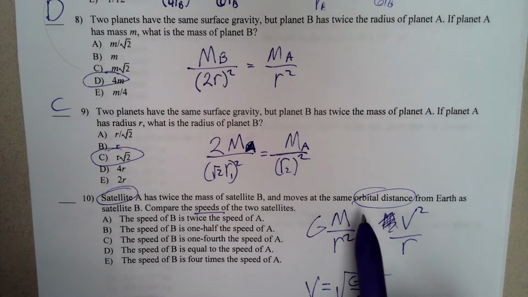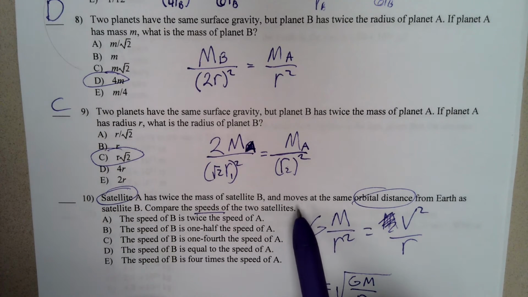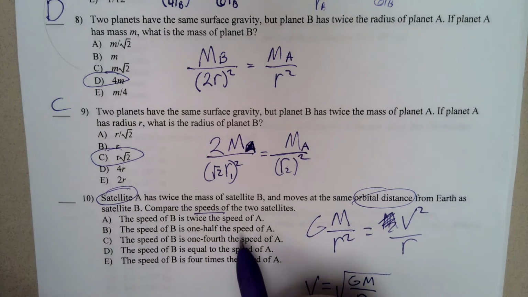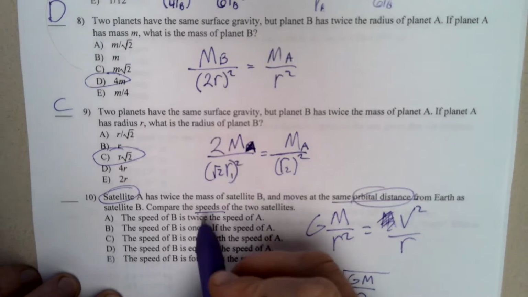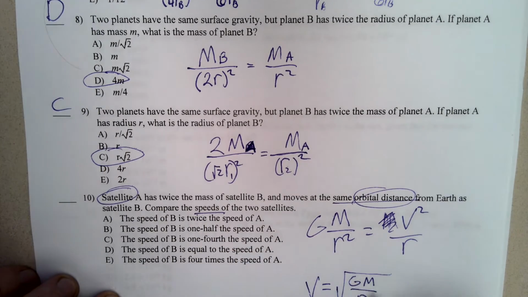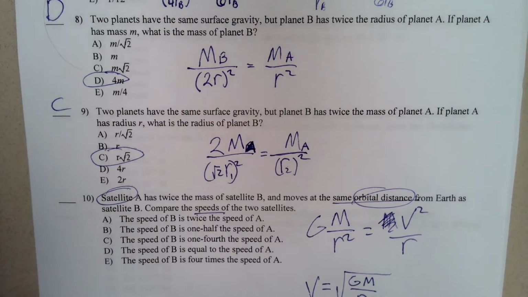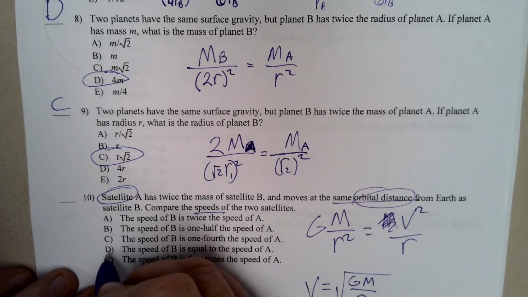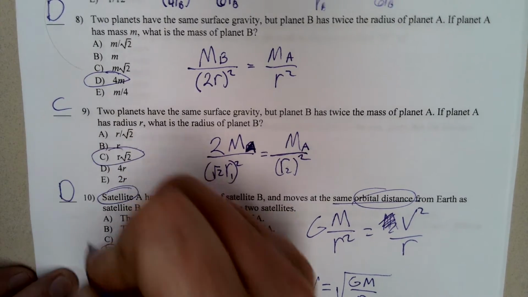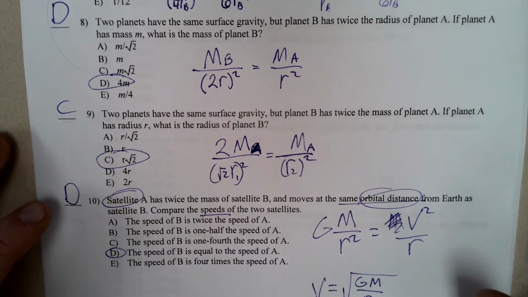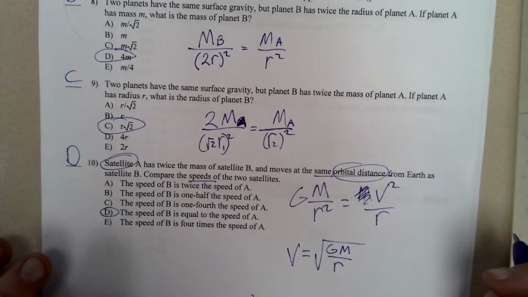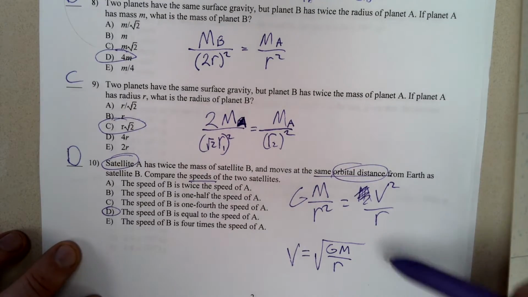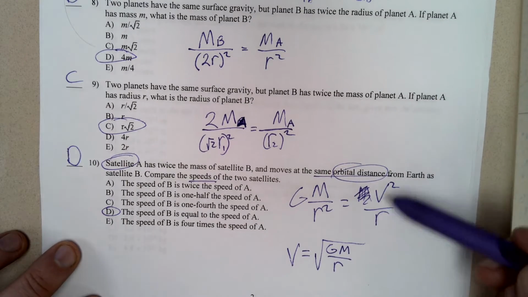So if I'm going to compare the two speeds, the masses are going to cancel. If they're at the same orbital distance and orbiting around the same planet, then they're going to have the same orbital speed. The orbital speed is independent of our mass, just like our acceleration due to gravity is independent of our mass. Don't forget, this term right here is really an acceleration. And it's the same type of logic there.